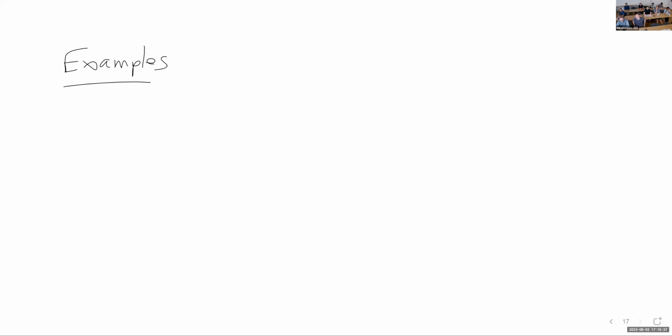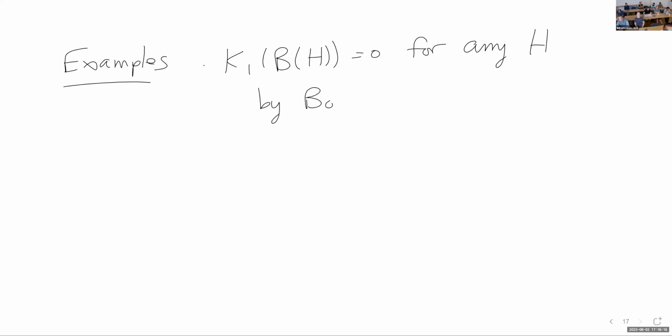Okay, so the first example I already mentioned, K1 of the complex numbers is 0. In fact, K1 of B of H is 0 for any H. So this includes, if I take a one-dimensional Hilbert space, K1 of C is 0, also K1 of Mn is 0 for any n. And the reason is that I have Borel functional calculus. So in B of H, by taking a logarithm, I can find a path from U to the identity. So the class of any unitary is 0. This is by Borel functional calculus.